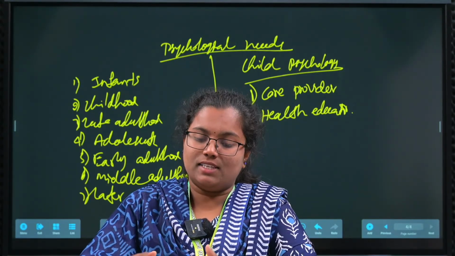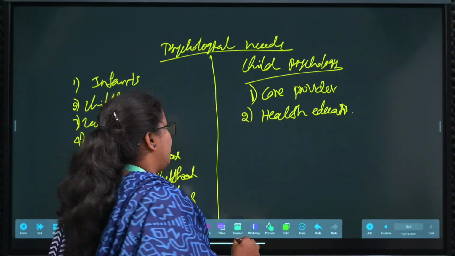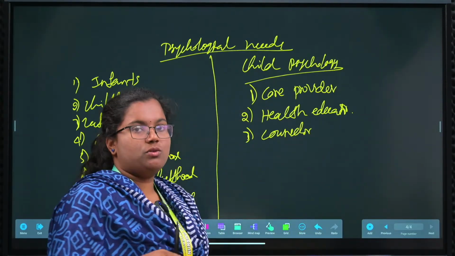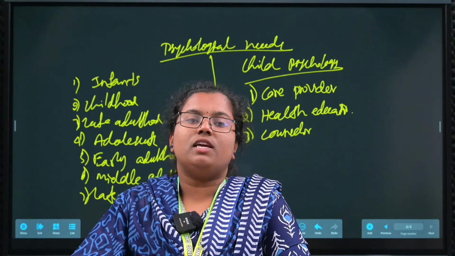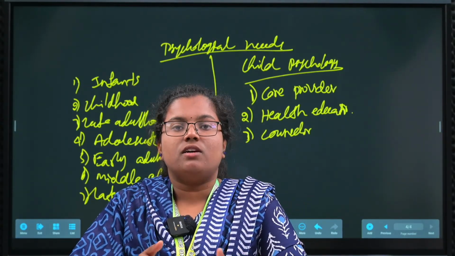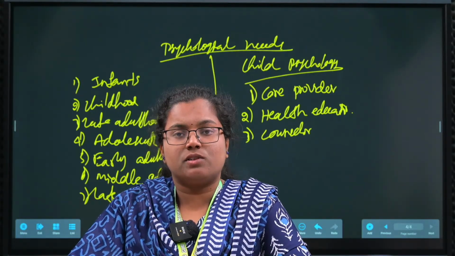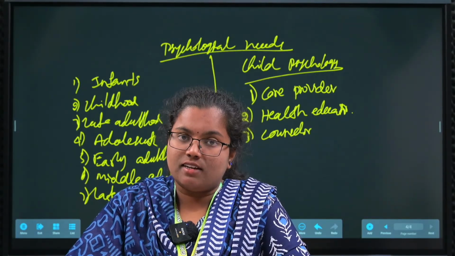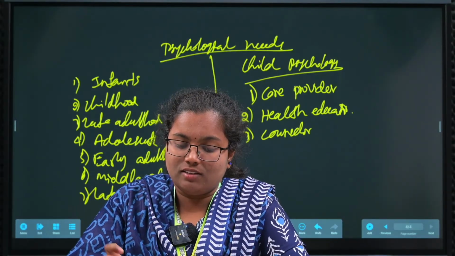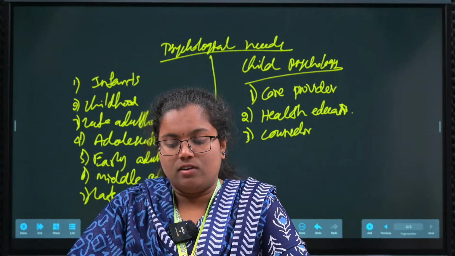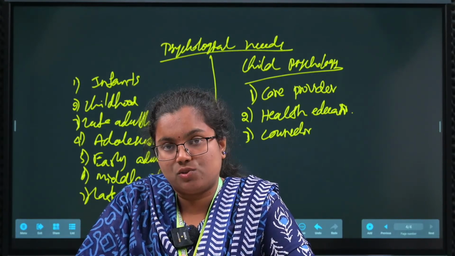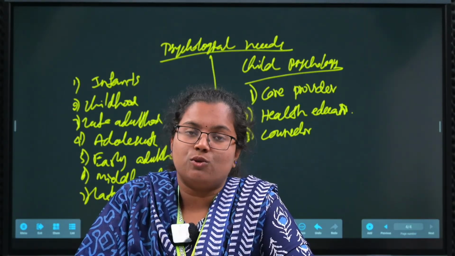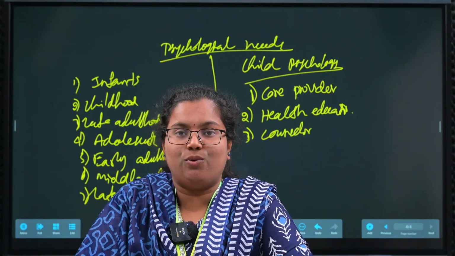Next role is counselor. Counselor means the nurse will give directions to the parents and counseling to the child, on how to take care of the child, what measures parents have to take if any changes are there, about child rights, and about safety measures of the child. She will take a counseling session for the parents and child. This is the counselor role of the nurse.